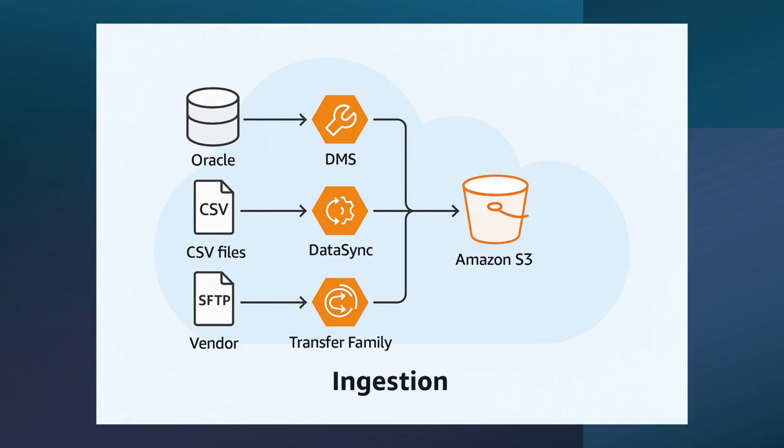We also set up an S3 object created event to trigger a Glue crawler and ETL job that converts those CSVs to Parquet in the Silver Zone. Within minutes of a vendor upload, their data is cataloged and ready for query.